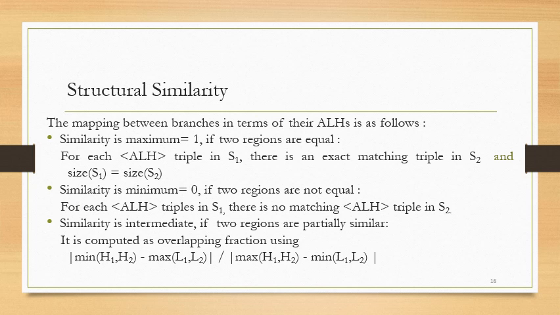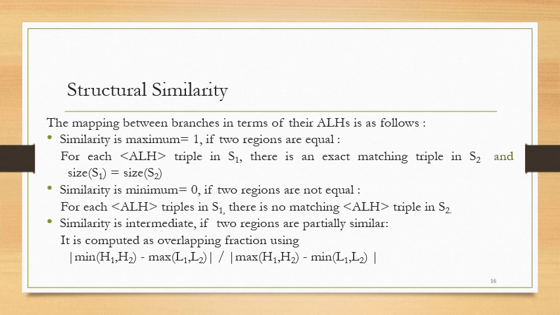Now, depending upon the ALH that we have just got, we are going to get the value of the similarity. That range would be from 0 to 1. That is how we have basically converted everything. If we say that the similarity is 1, that means the two regions that we're trying to compare are exactly the same, they are equal, so it has an exact match. The size is also going to be the same, and when we say size, that means the number of branches would be the same.